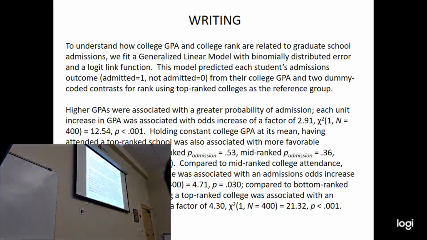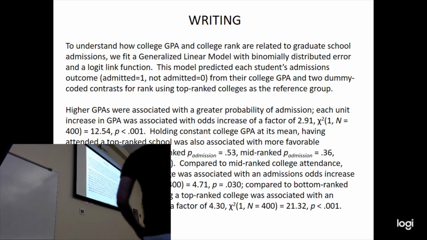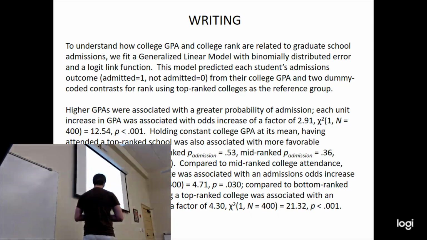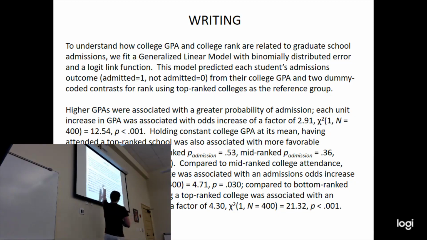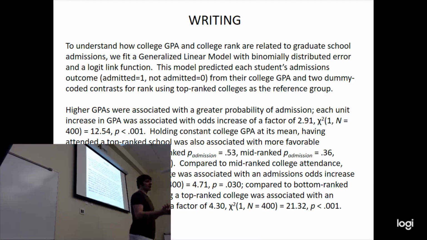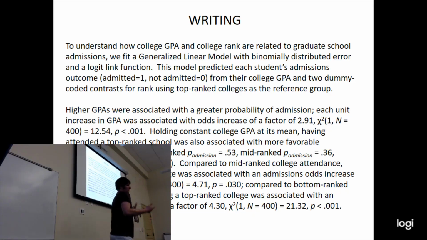I'm not going to talk about the writing in a lot of detail. I'll let you read it on your own. One thing I want to highlight is how to report some statistics. So I think it's often useful to present selected probabilities somewhere in the text or in a table, because probabilities are usually the main thing that you're interested in when you're dealing with generalized linear models.